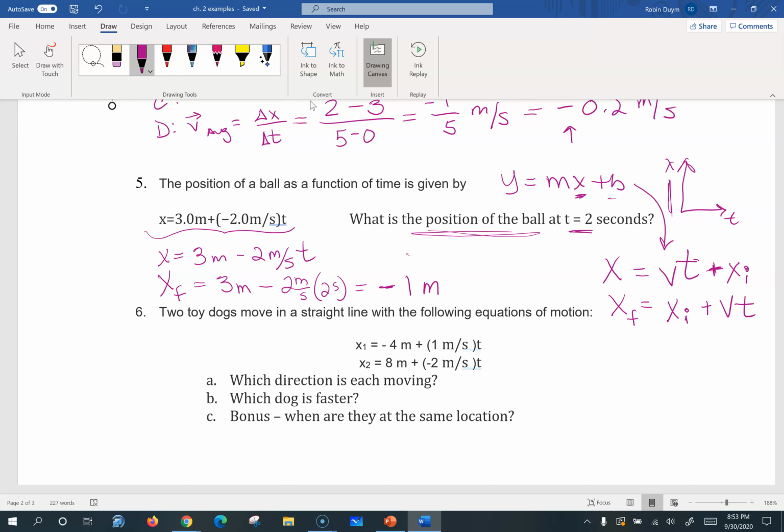So if you made out a number line, it looks something like this. Here's our 0. This is where you started.